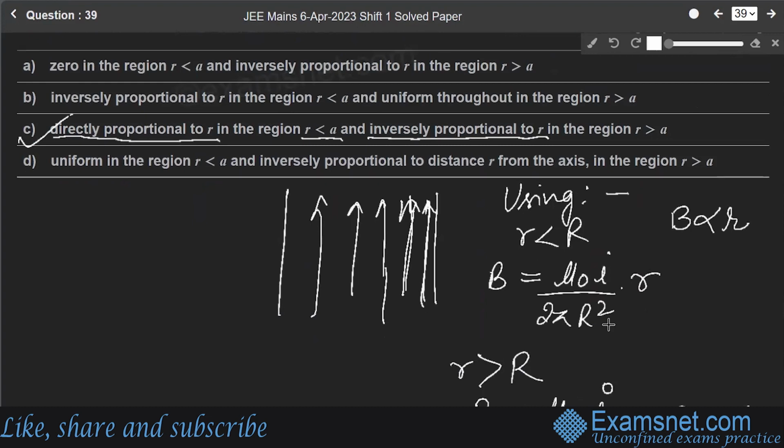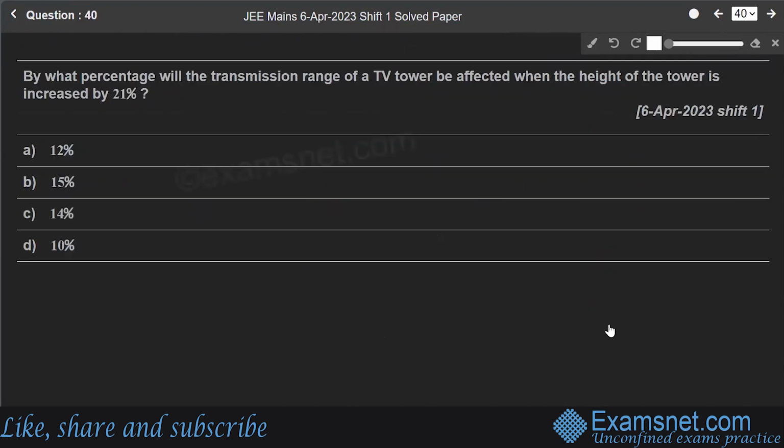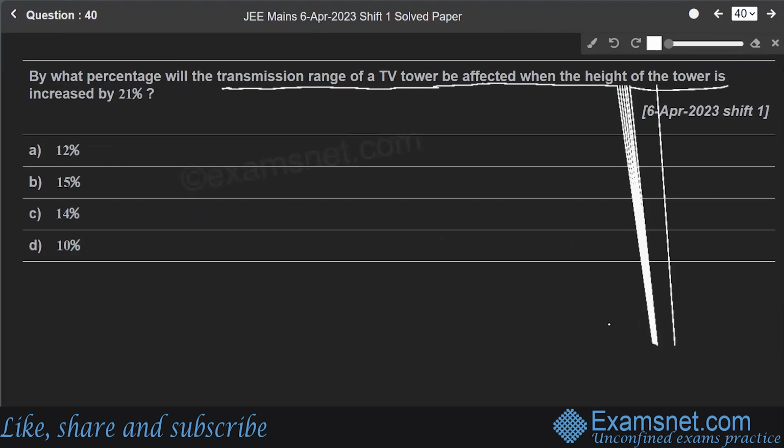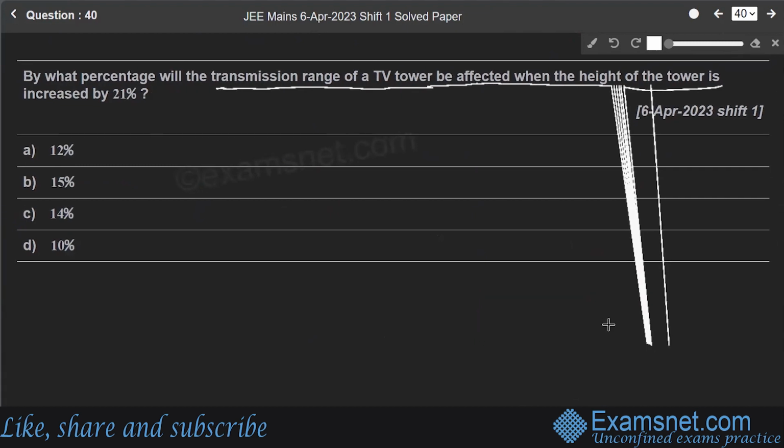Now moving towards the next question, question number 40. It states: by what percentage will the transmission range of a TV tower be affected when the height of the tower is increased by 21%? So we have to find the percentage change of the transmission range.